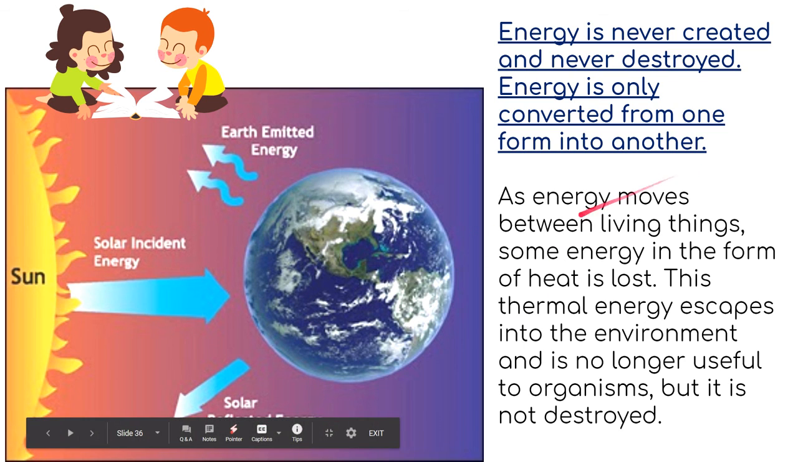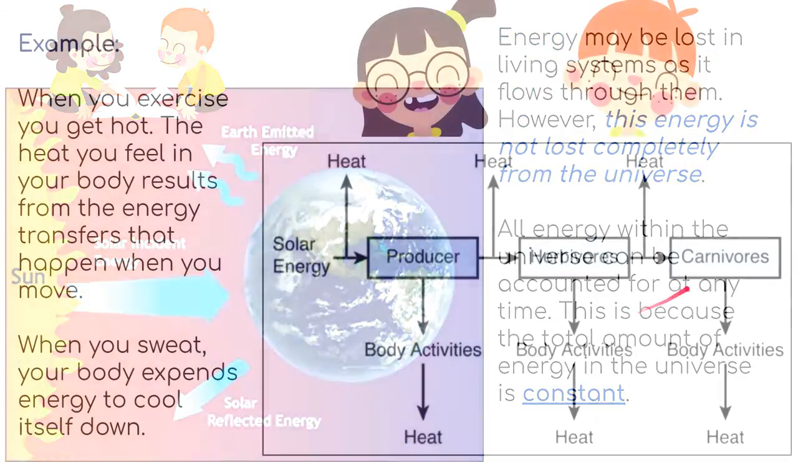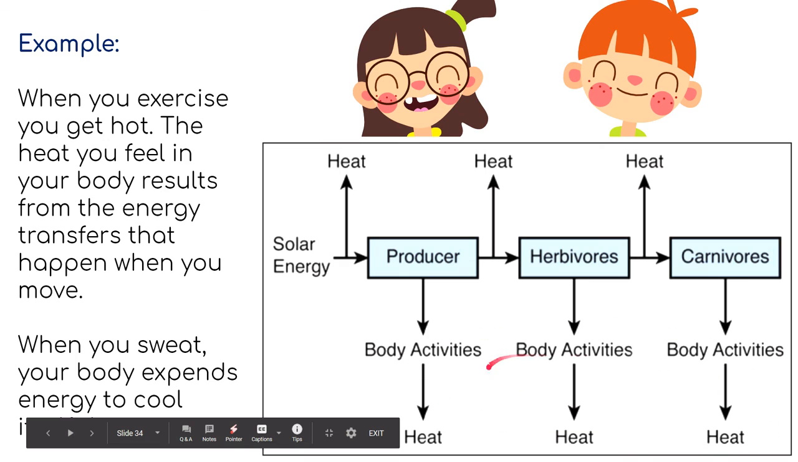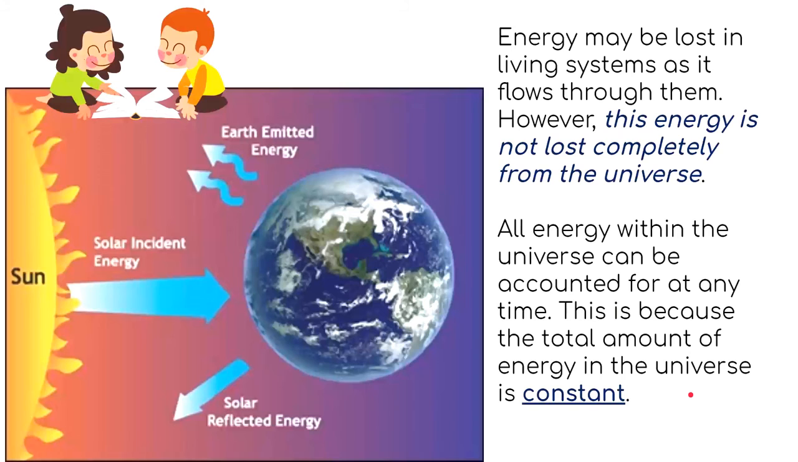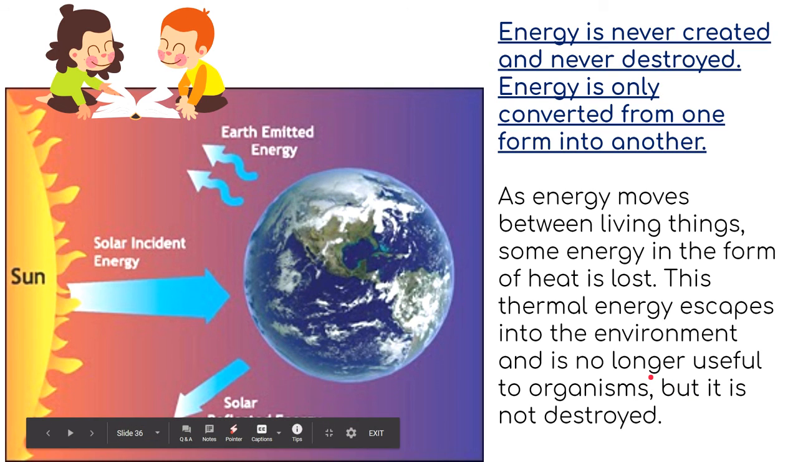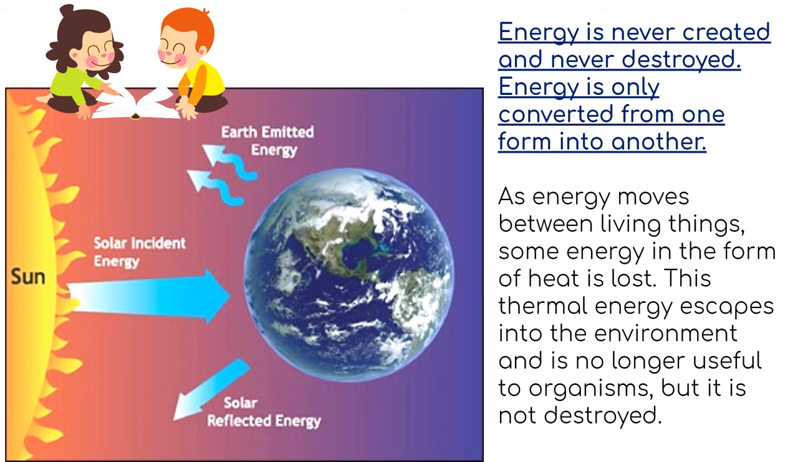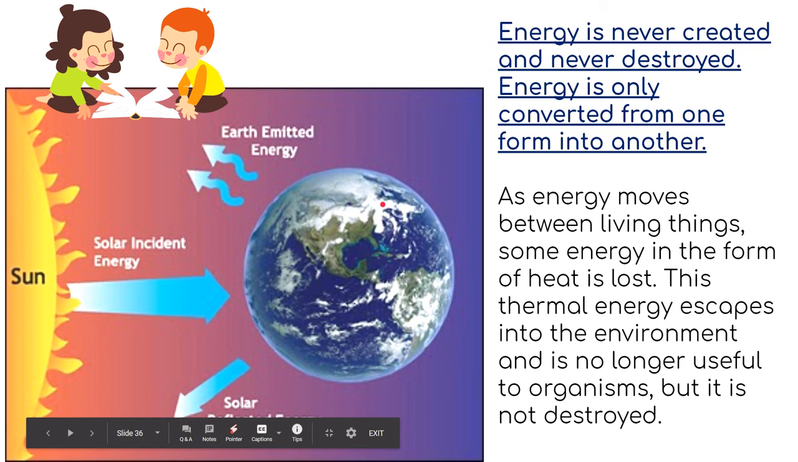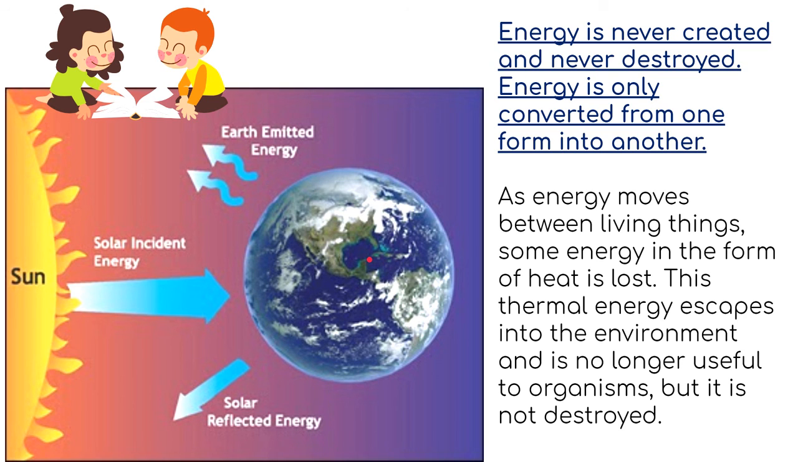But for living organisms, as energy moves between them, some of the energy may be lost in the form of heat. We've talked about that here. As we move around, as we perform our body functions, we lose some of that energy in the form of heat. Right now, my body is emitting heat. I'm just sitting down. I'm just talking to you. I'm just recording. But my body is emitting heat because I'm doing work. So it's okay. That thermal energy escapes into the environment, and while it is no longer useful for other organisms, it is not destroyed. It's now just out there, okay? But it's not destroyed.